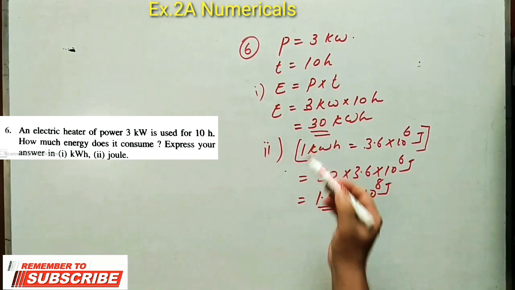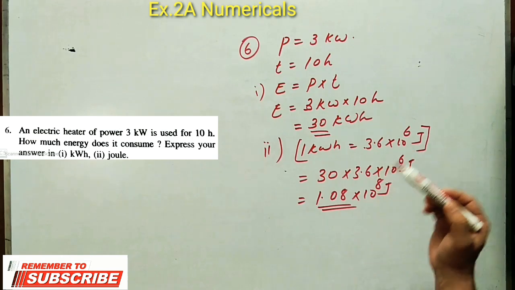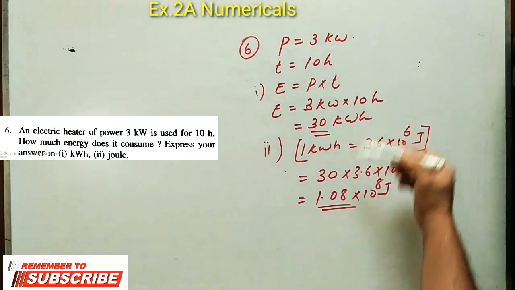So here you have to remember the key point. 1 kilowatt hour is equal to 3.6 into 10 to the power 6 joule. Steps are clear to you? Fine.